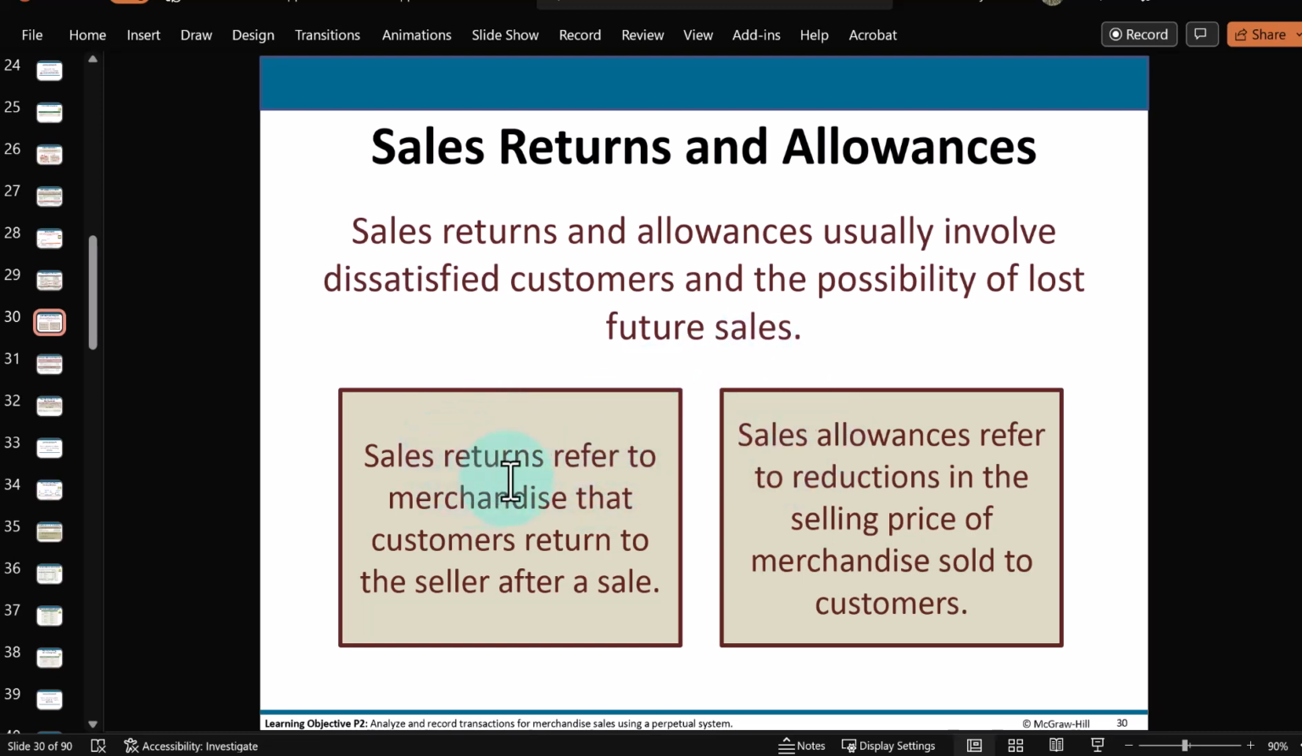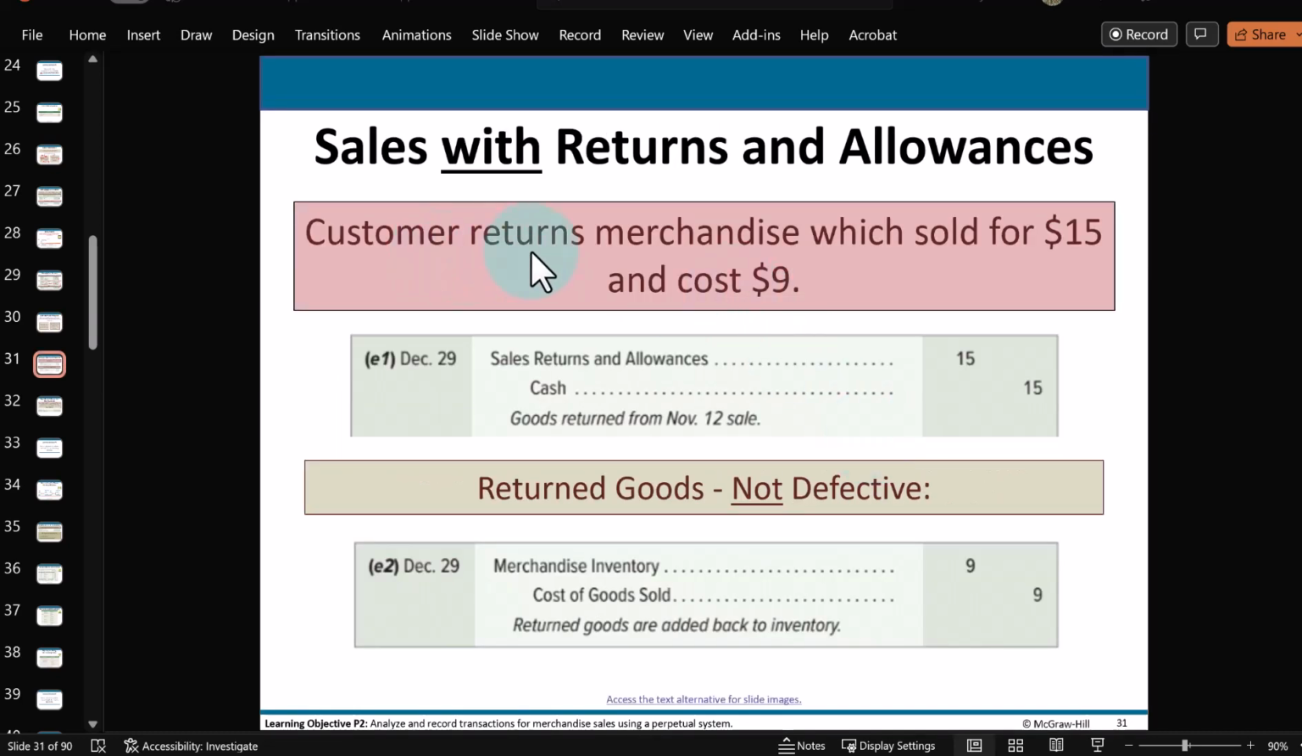But in the case of the item being returned, not only do you have to reduce the amount you are going to collect, the receivable, but you also now have to increase the merchandise inventory account for the merchandise the customer returned. But in this case here for the allowance, remember now the merchandise was never returned. You're just reducing the amount that you're going to collect from that customer. So let's take a look at some examples. So here we have a customer that's going to return $15 of merchandise we sold to them. We charged them $15, but that merchandise cost us only $9.